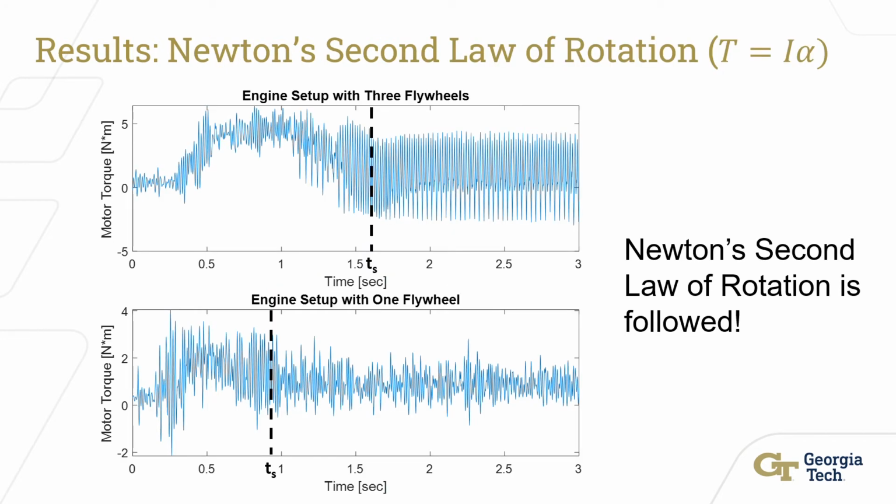The last finding from Experiment 1 was that the engine motor system follows Newton's second law of rotation, torque equals inertia times angular acceleration. This is shown very clearly on these 2 graphs, where increasing inertia by adding more flywheels to the motor shaft resulted in an increase in the time necessary to reach approximately the same steady-state angular velocity. In other words, when steady-state torque stayed constant and inertia was increased, angular acceleration decreased, which follows the theory.